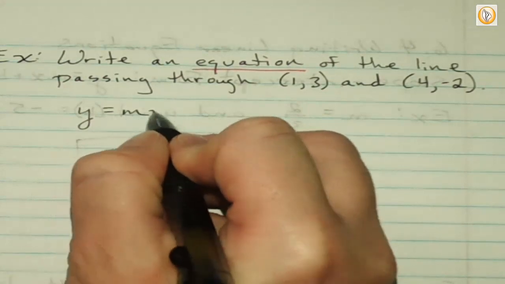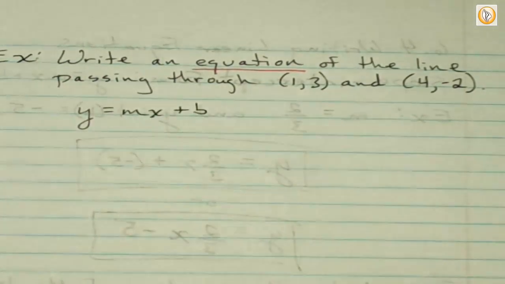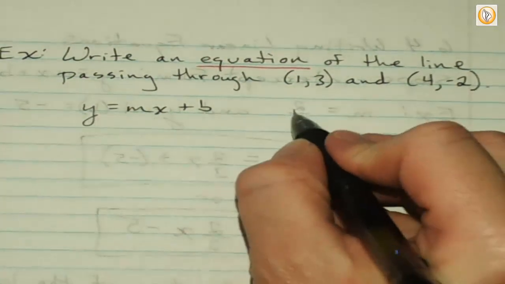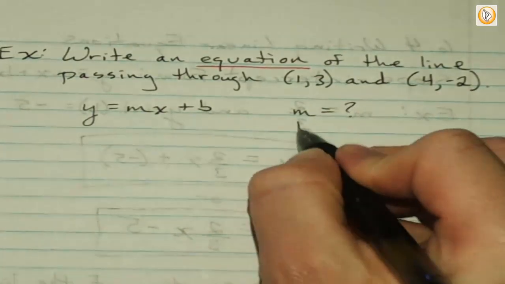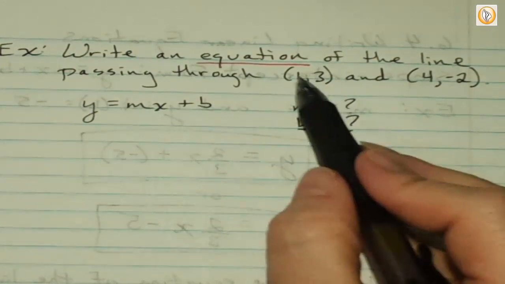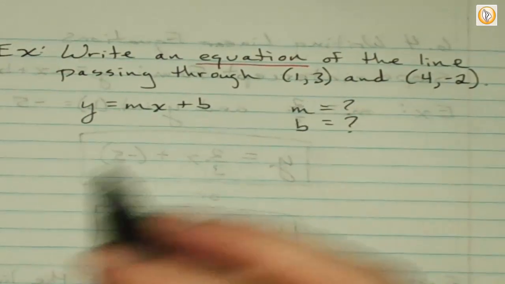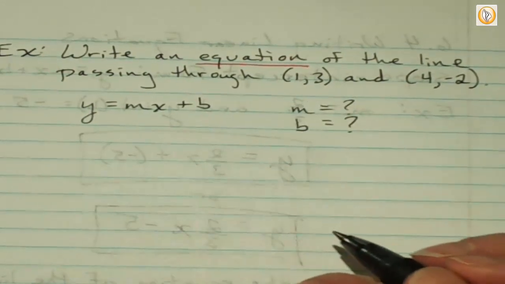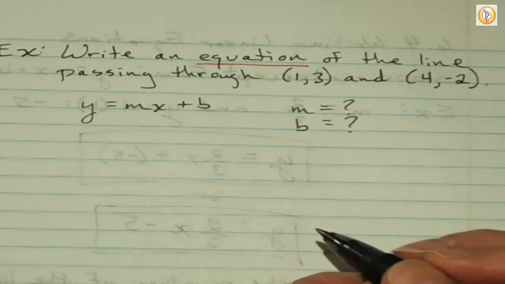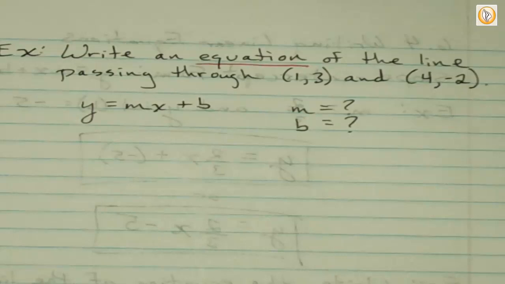Y equals mx plus b. That's the goal. We want to eventually take this information and make it look like that. They did not give us the slope or the y-intercept. What they did give us was two ordered pairs. So in this case, you're going to use the formula for finding the slope with two ordered pairs.